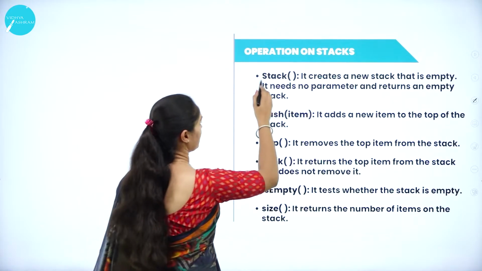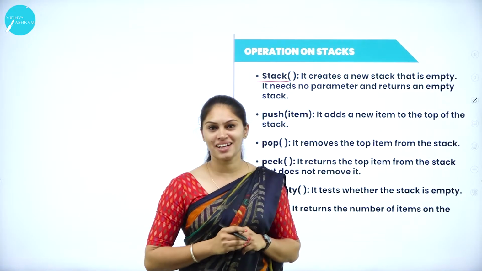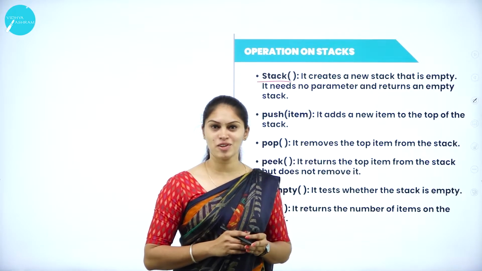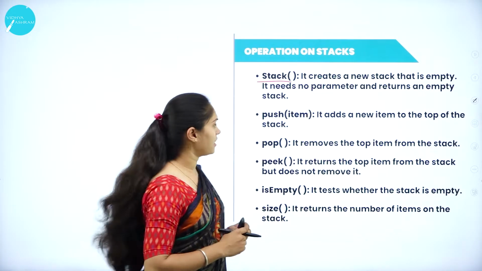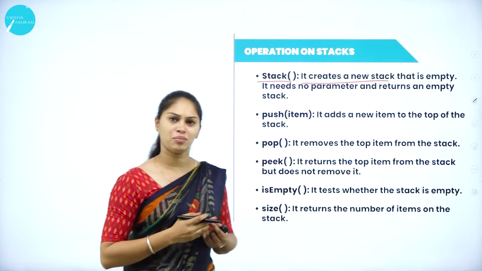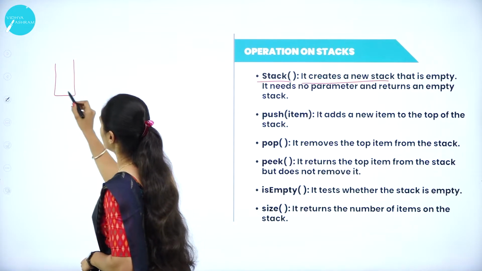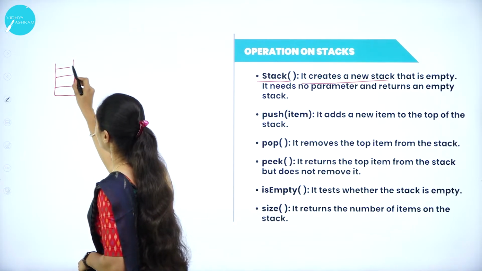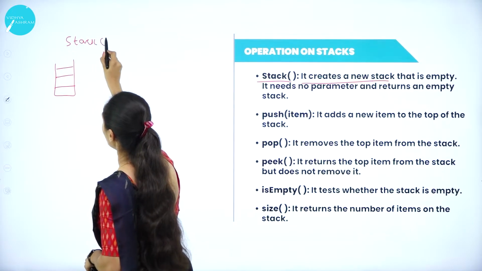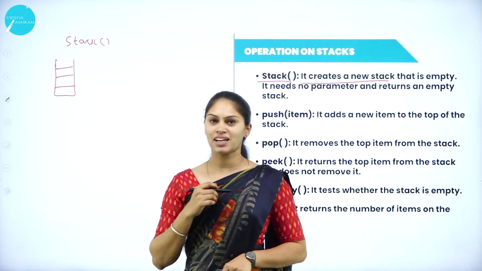That is creating the stack itself. If I want to perform all the operations, I have to create a stack first, right? Then how are we going to create a stack? That is by making use of a create stack operation. It is going to create a new stack that is empty. With the help of this stack operation, I am going to create a stack which is empty.